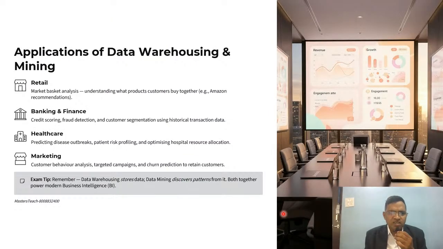So what are the applications of warehousing and data mining? In the retail industry, for example Amazon. In banking, like HDFC Bank and ICICI Bank, they can check credit scores and detect fraud. Customers are segmented, that means segregated. It is also used in healthcare and marketing. So these are the applications of data warehousing and mining.